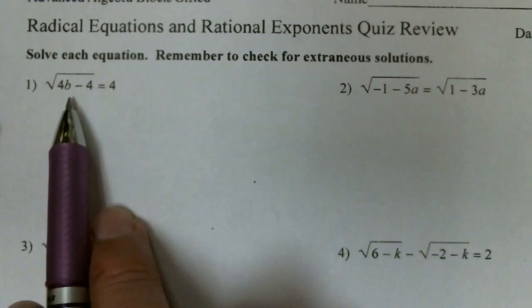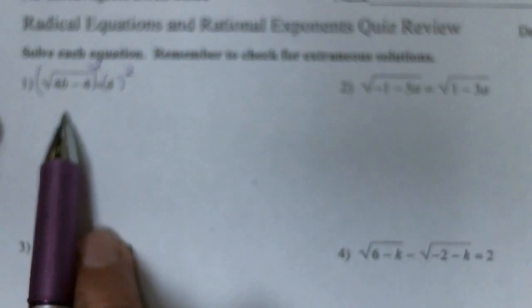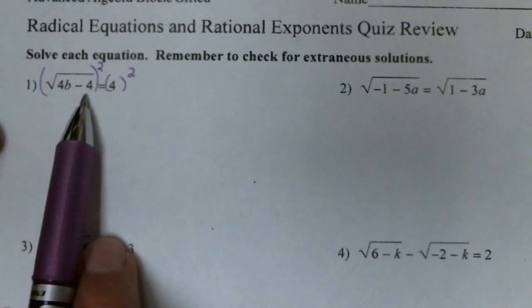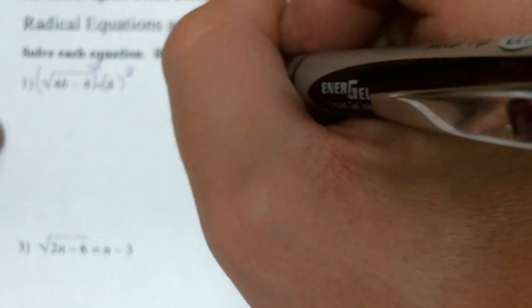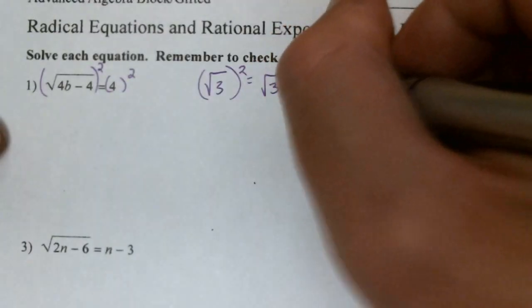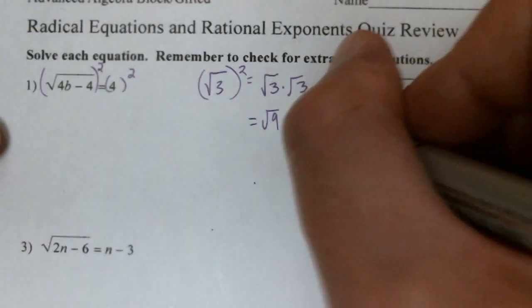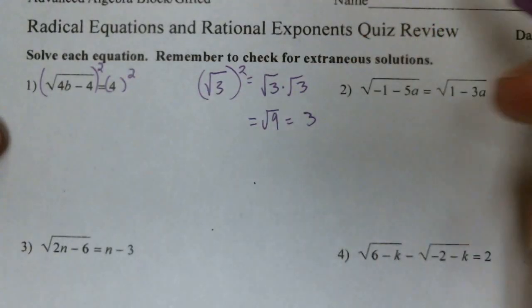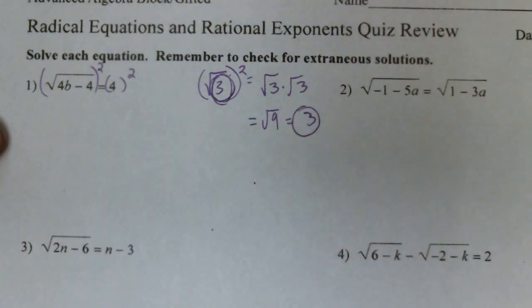I have the radical isolated by itself, so I'm simply going to square both sides of the equation. Whenever I square a radical, I just get itself. Okay, so if I take, for example, the square root of 3 and I square that, that's the same thing as the square root of 3 times the square root of 3. Square root of 3 times the square root of 3 is the square root of 9, and the square root of 9 is just 3. So when I square the square root of something, I just get what's left underneath the radical, okay?